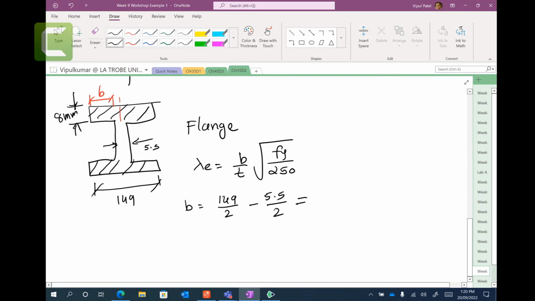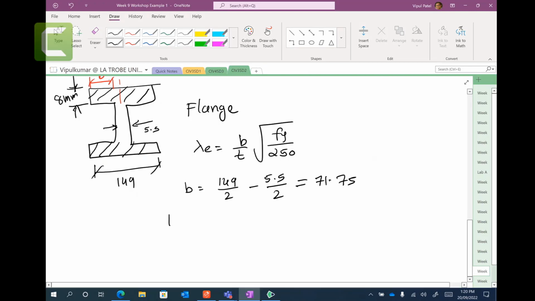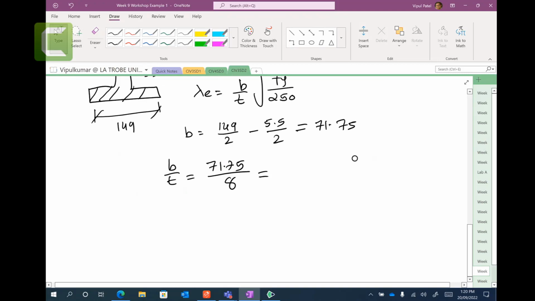So b on t equal to 71.75. Thickness of the flange is 8. How much is the b on t ratio? Please do the calculations.